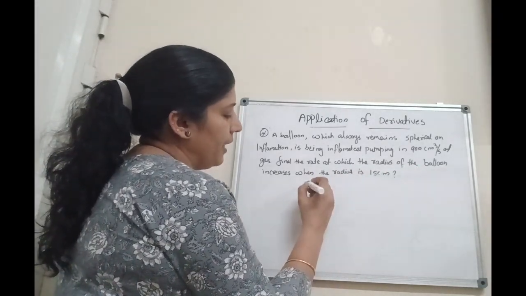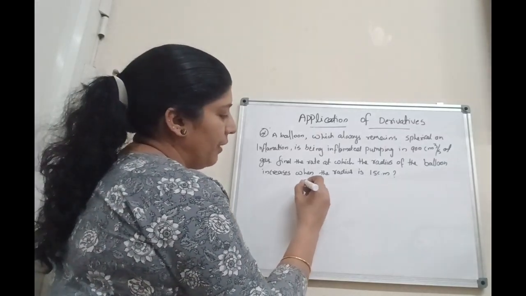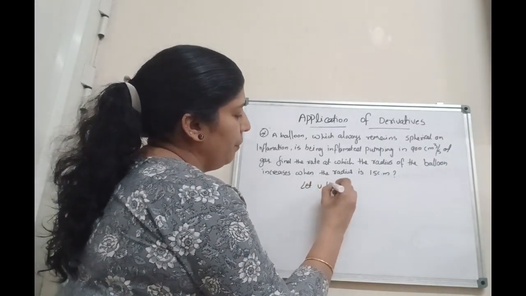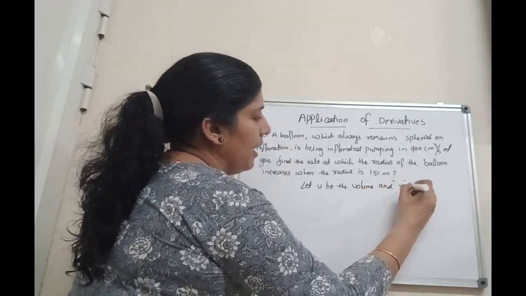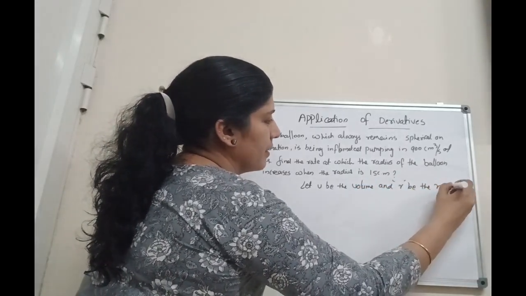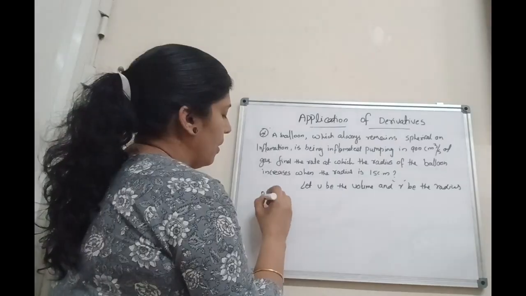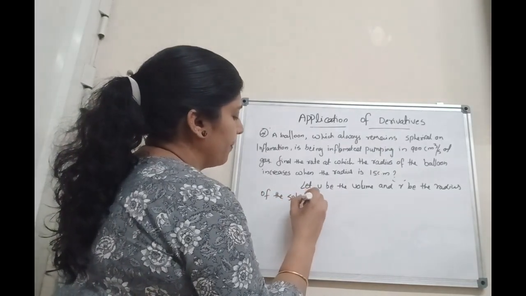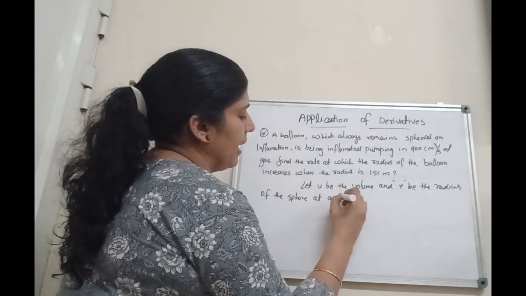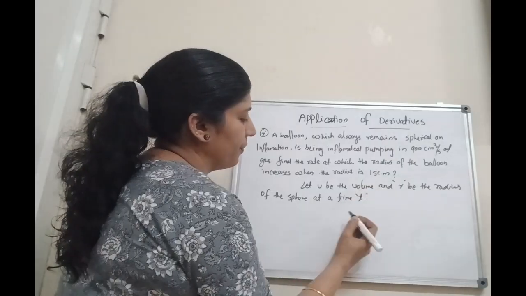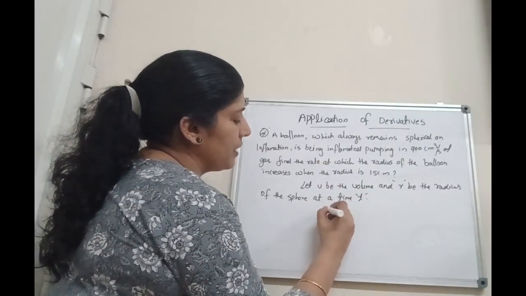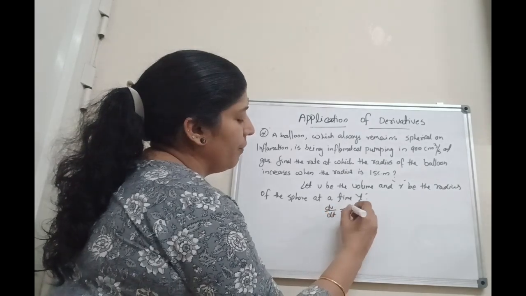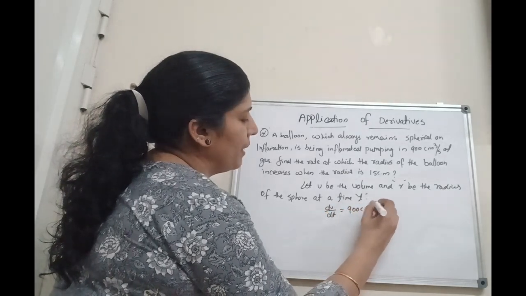Here, it is a spherical shaped balloon. First, we have to consider, let V be the volume and R be the radius of the sphere at a time t. Here, given the rate of change of volume at a particular time, that is dV by dt equals 900 centimeter cube per second.